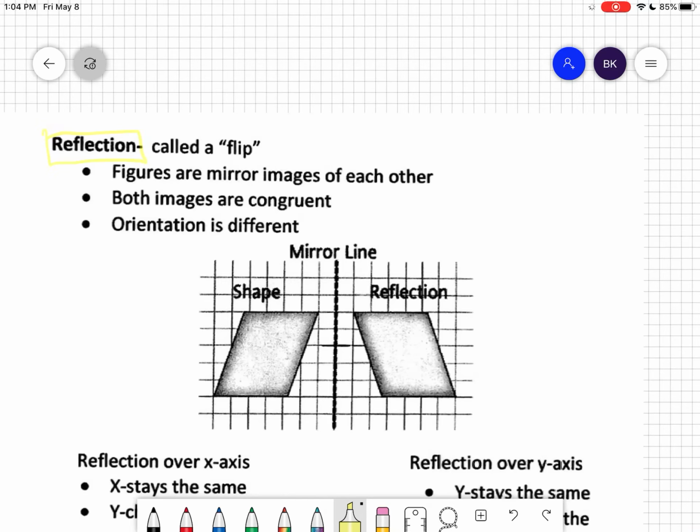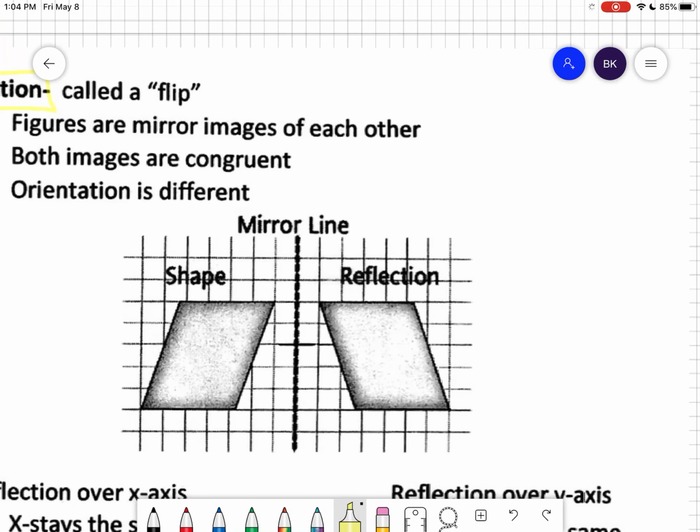So in the reflection, which we call a flip of the shape, figures are mirror images of each other. Both images are congruent. So again, the size and the shape does not change, but the only difference is the orientation is different. Okay? So in this example right here, you can tell that the shape was reflected.